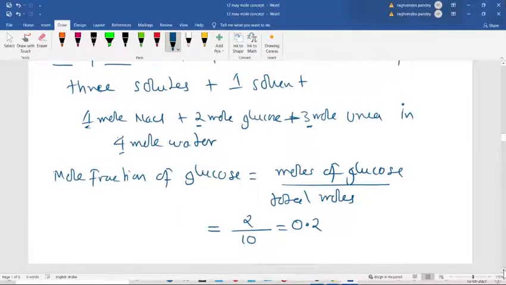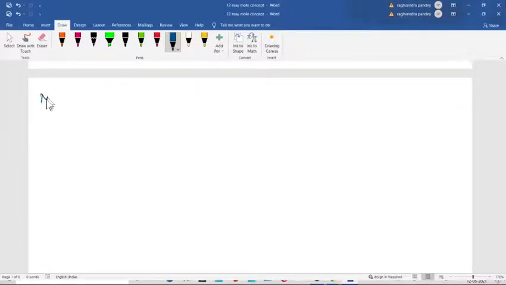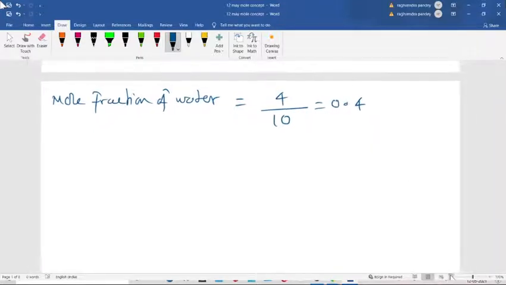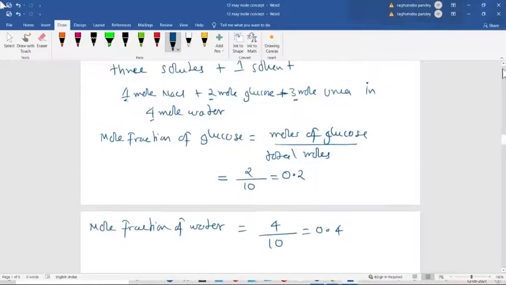Suppose someone asks the mole fraction of water. So what are the moles of water? That is 4. Total moles will always remain 10. So that is your mole fraction of water, 4 by 10.